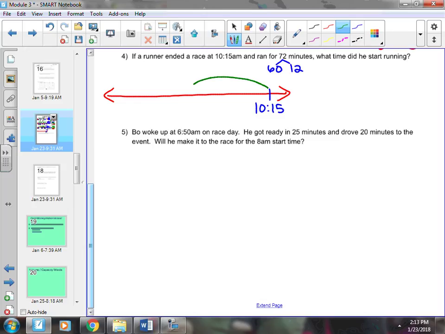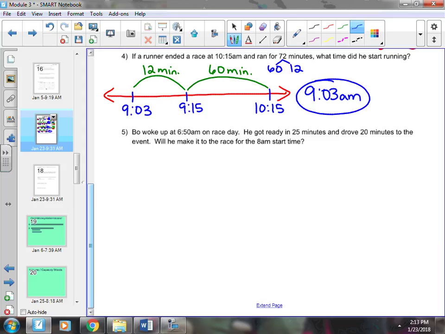72 is kind of a weird number with time. I think it's better to think of it as 60 minutes, which would bring us down to 9:15. But they didn't just run for 60 minutes, they ran for 72 minutes. They ran for 12 minutes longer than that. So they didn't start at 9:15, they started 12 minutes before that. 9:15 minus 12. I'm thinking 15 minus 12 is 3. So they started at 9:03. What time did he start running? 9:03 a.m.